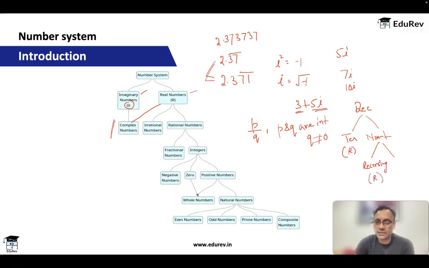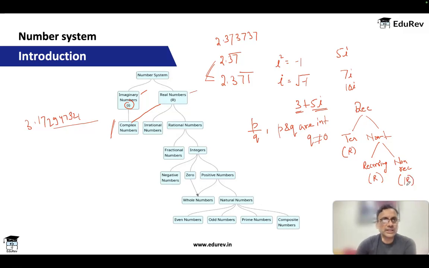Then we are left with the third type, which is non-terminating and non-recurring. For example, 3.172947321. It just goes on, and it does not repeat also. So non-terminating and non-recurring, these numbers are irrational numbers.